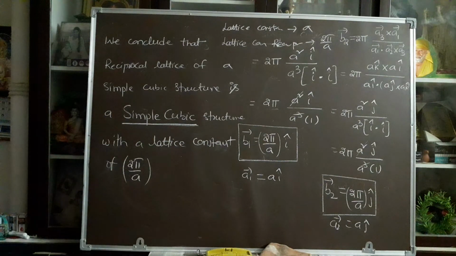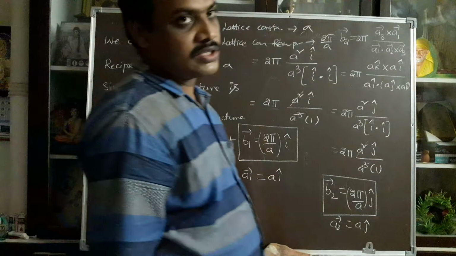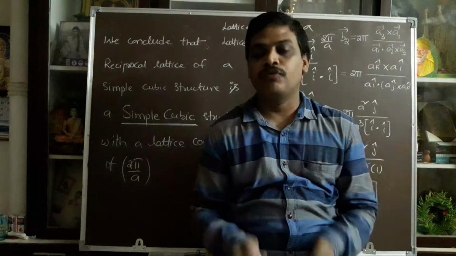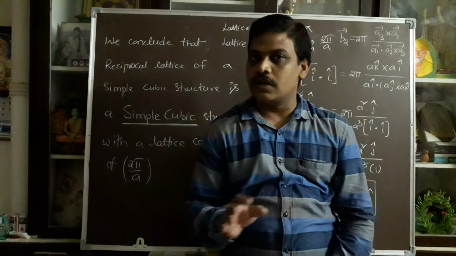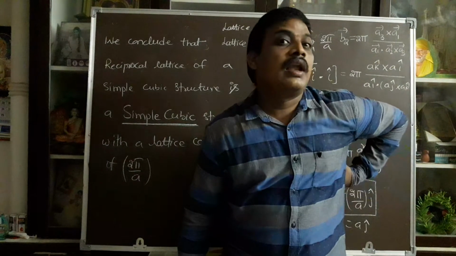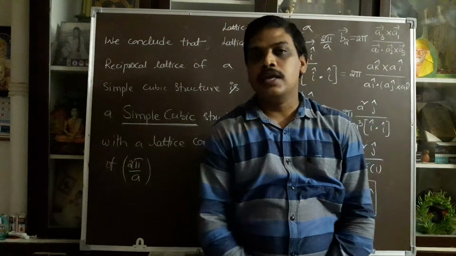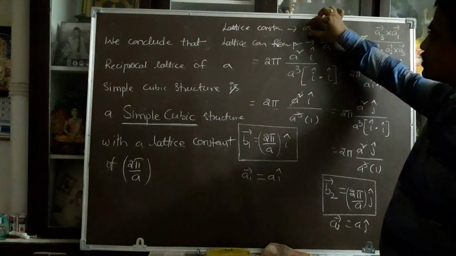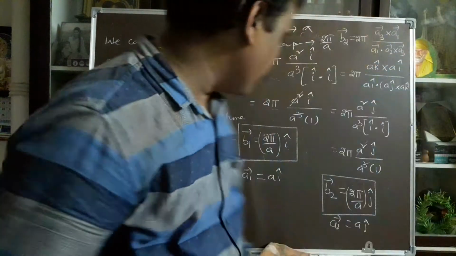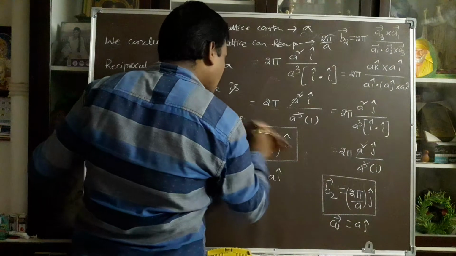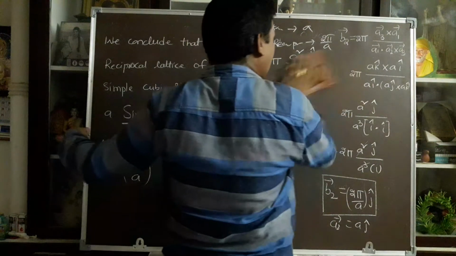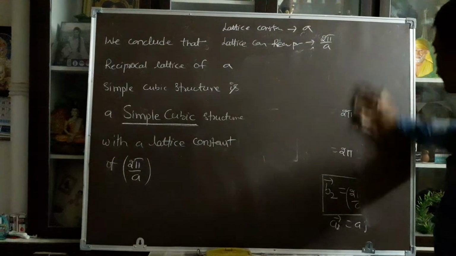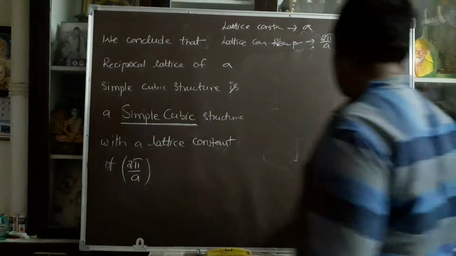The simple cubic structure is always a simple cubic structure from the reciprocal lattice point of view. The structure does not change. What changes is the lattice constant. According to the crystal structure, the lattice constant is taken as A. According to the reciprocal lattice point of view, the lattice constant is converted into 2 pi by A.